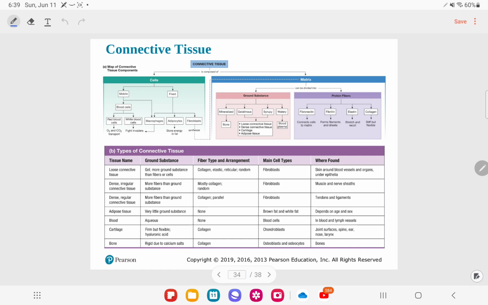Connective tissue is made up of cells and matrix. Those cells can be either mobile or fixed, such as mobile blood cells, fluid connective tissue, or fixed macrophages in a specific spot, adipocytes, fibroblasts. And you have the different types of connective tissue down here, like loose, dense, adipose, blood, cartilage, bone. Know their ground substance, main cell type, and where they're found.